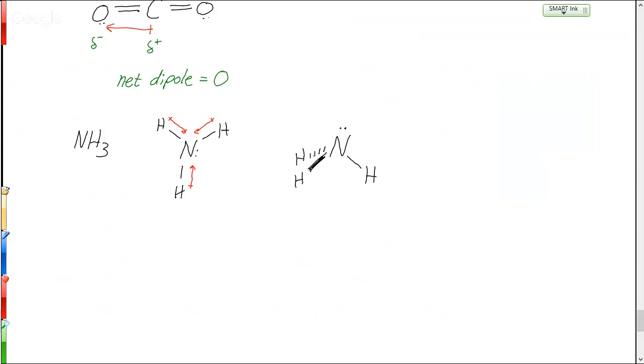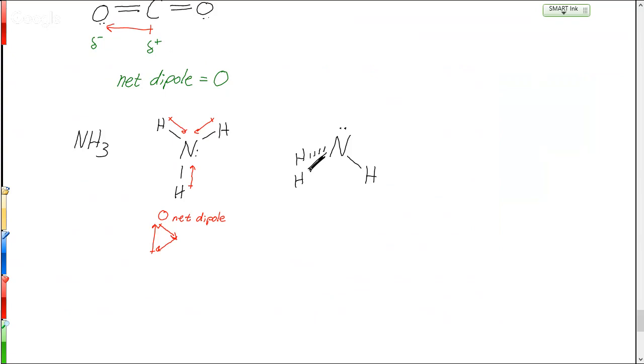So if we add up those 3 vectors in that trigonal planar molecule, we kind of get the 3 sides of a triangle. So we get this one, plus this one, plus this one, which is 0 net dipole. So they're all going to cancel each other out.